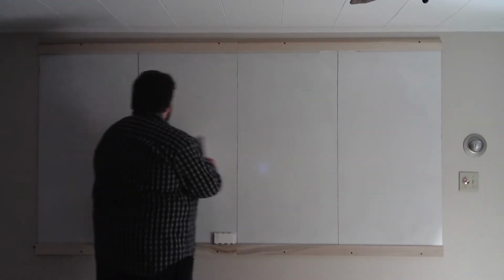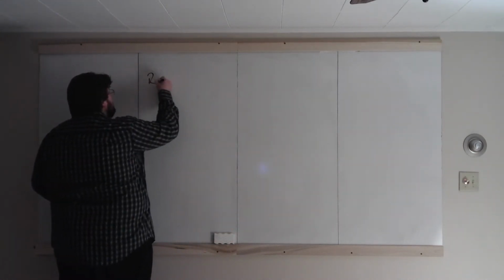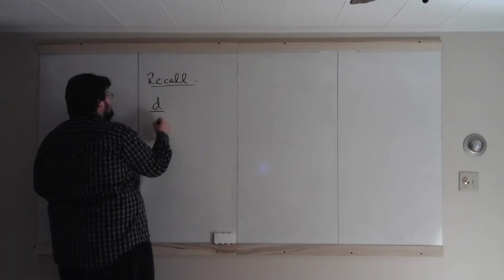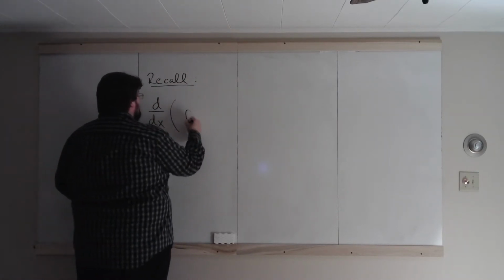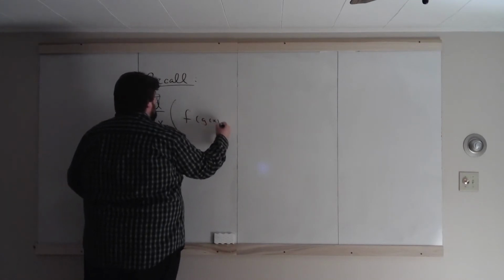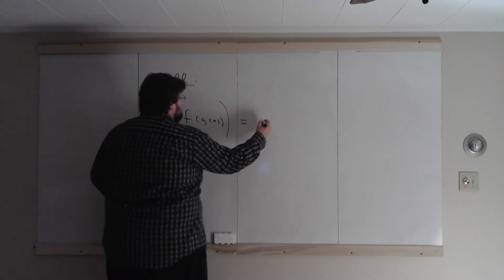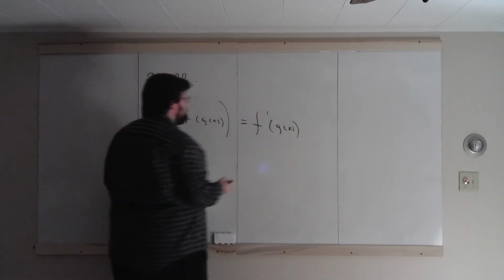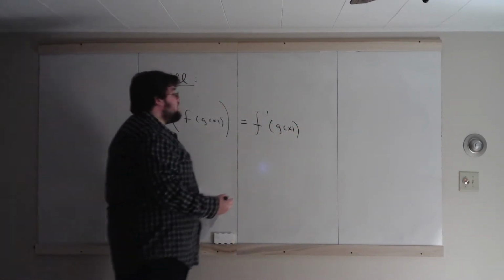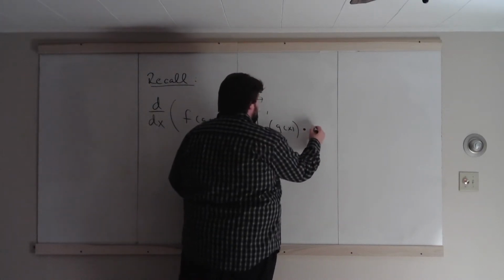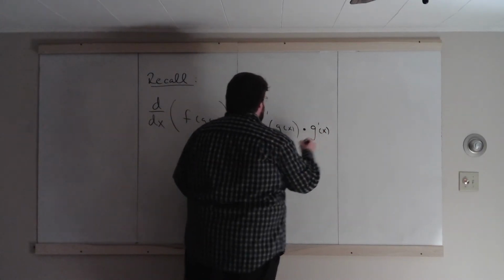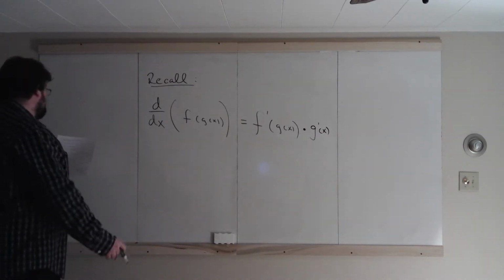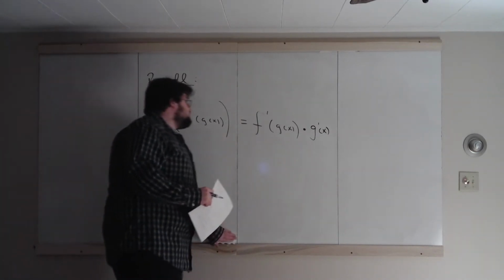And it says, so we'll recall, the chain rule says the derivative with respect to x of a composition, so we'll call that f of g of x, equals the derivative of f, leaving the inside alone, and then times the derivative of g, derivative of that inside function. Now, we're going to use this to find the derivative of an inverse function.